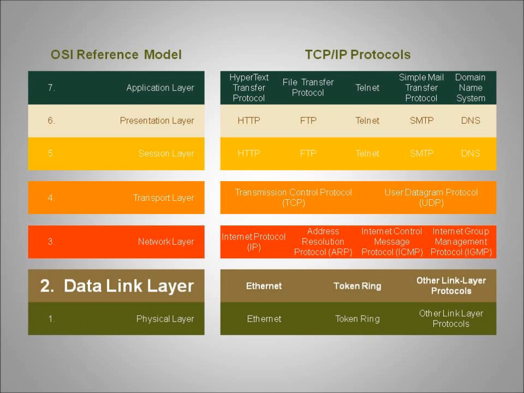Layer 2, the data link layer. The packet is directed over the network using a MAC address, a physical address assigned to the device by its manufacturer. This layer listens to traffic to avoid a collision of packets being sent over the network at the same time. The layer also uses the Ethernet protocol.